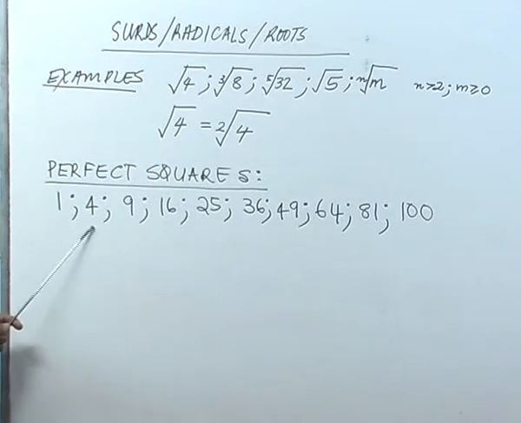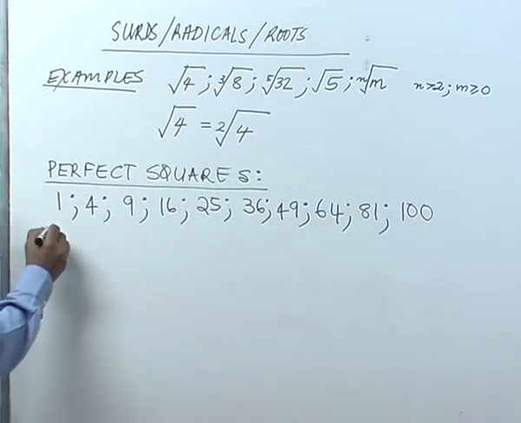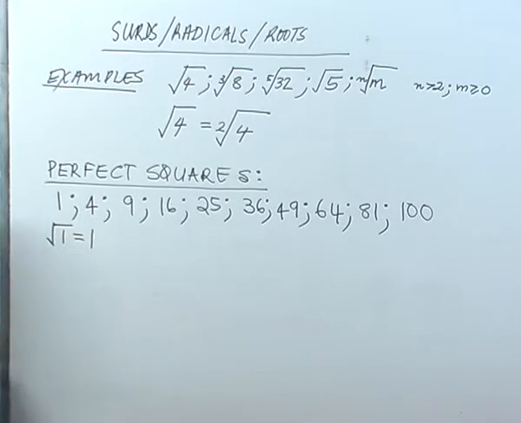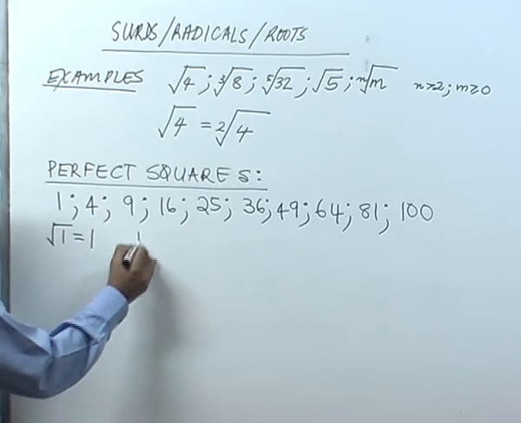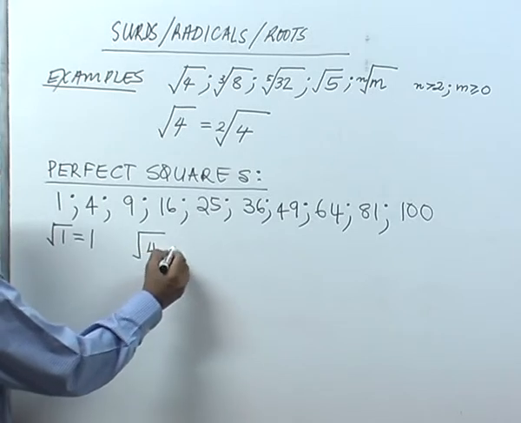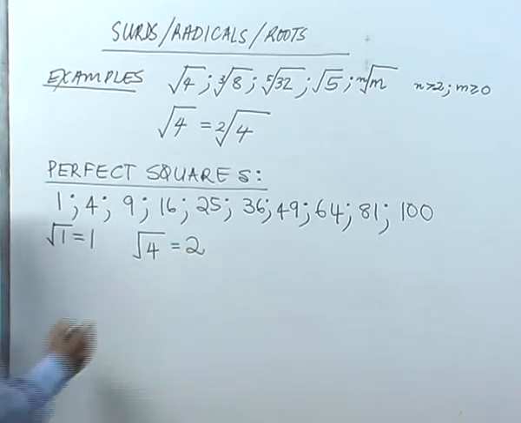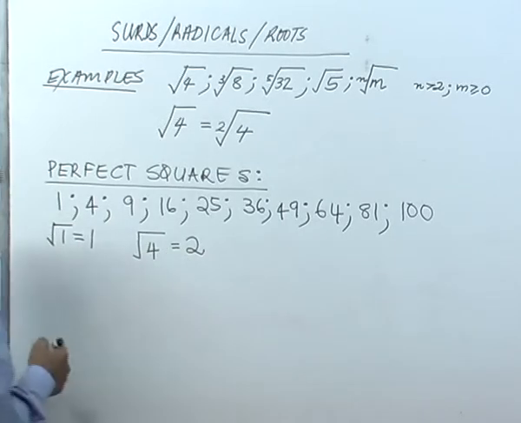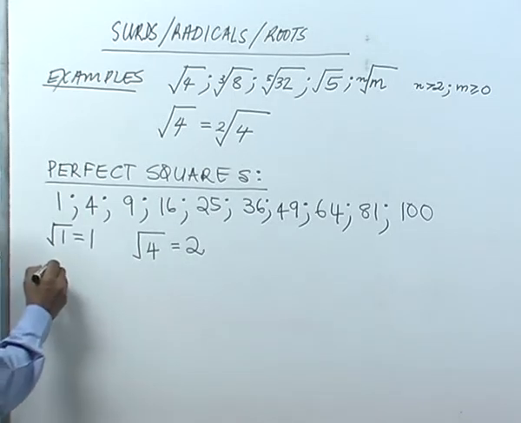Now, why do we call these perfect squares? Because if you find the square root of 1 on a calculator, you'll find it will give you exactly 1. If you find the square root of 4 on the calculator, you'll find it will give you exactly 2. So that's why they are called perfect squares, because they have exact square roots. You see, they are exact square roots. Now, let's move on to perfect cubes. You must also know about perfect cubes.